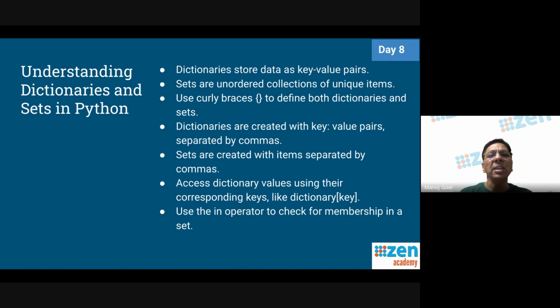So what we are seeing here is that dictionaries store data as key value pairs. That is the first thing. Second, sets are an unordered collection of unique items. This is also important. In a list or tuple, you could have duplicate values, but here you cannot have duplicate values. A set is an unordered collection, and a set also has unique items. Use curly braces to define both dictionaries and sets. So this is a similarity: both are defined using curly braces.